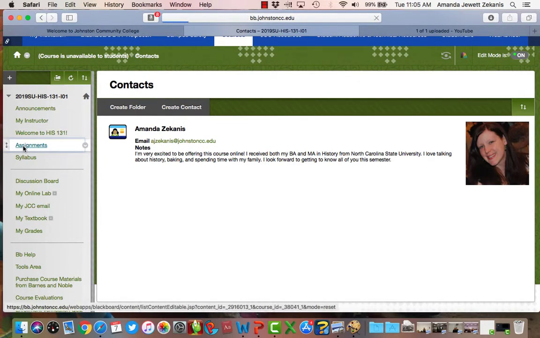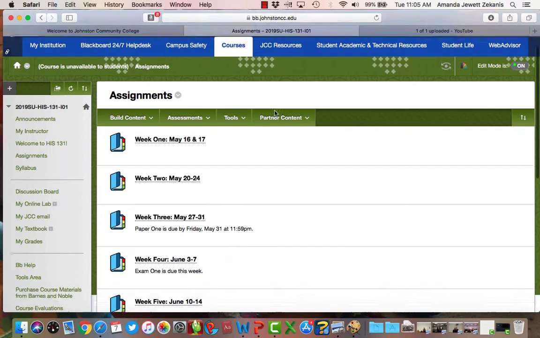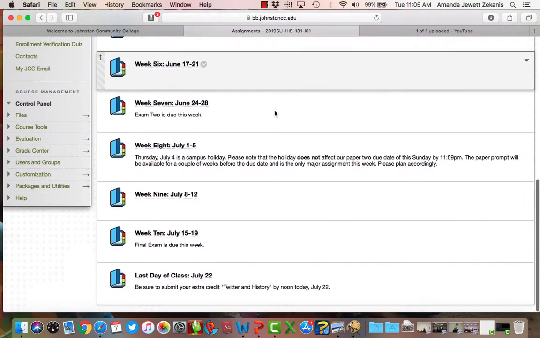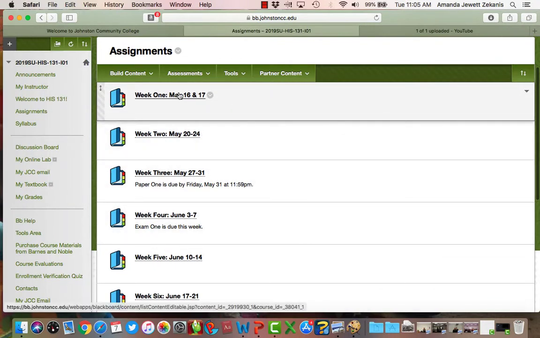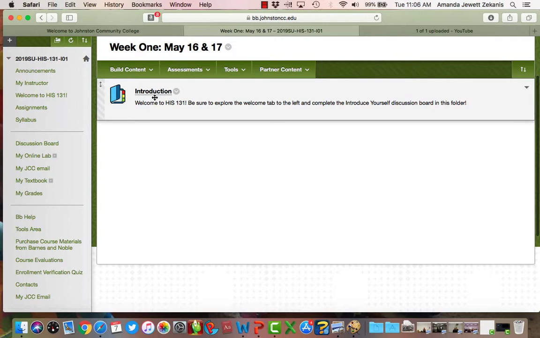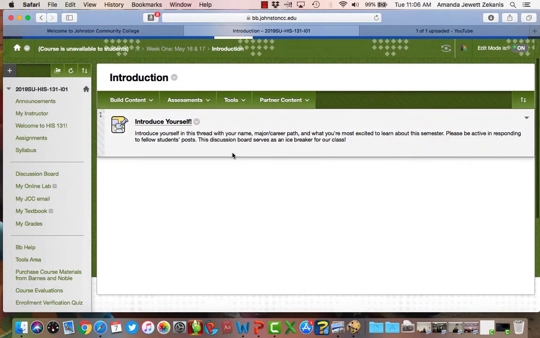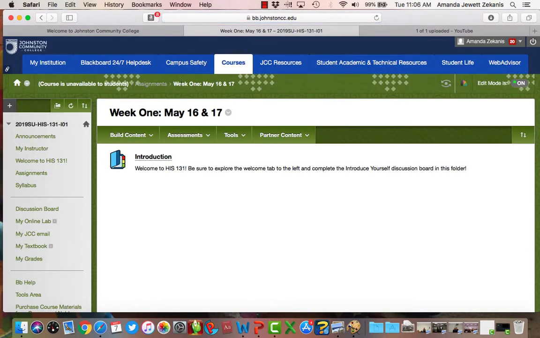The assignments tab. This is going to be one of the main places you spend your time on the Blackboard site. And as mentioned in the syllabus, everything is organized by week, okay? So if we go into week 1, there's the introduction, right? Here's that. If you click on that, there's that discussion board we talked about. That's what we're going to do by Sunday. Okay. So we can back out.